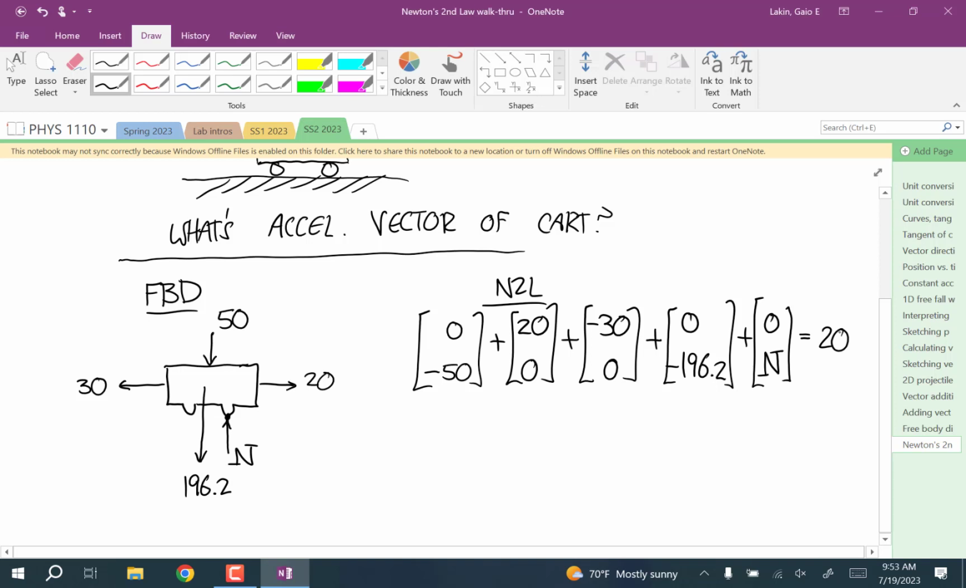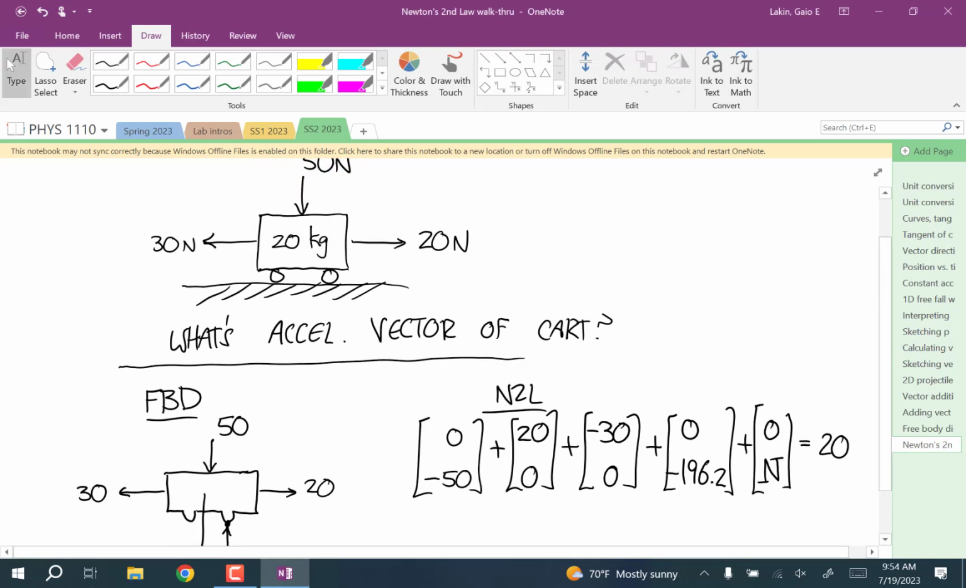Okay, so now you have to think, does this thing move along the x or y axis? The acceleration vector is only going to have a component in the x or y direction based on that. So pause the video and see if you can come up with the way to represent this acceleration vector.